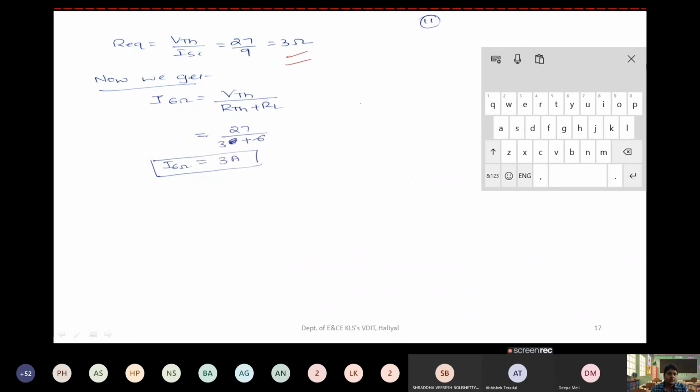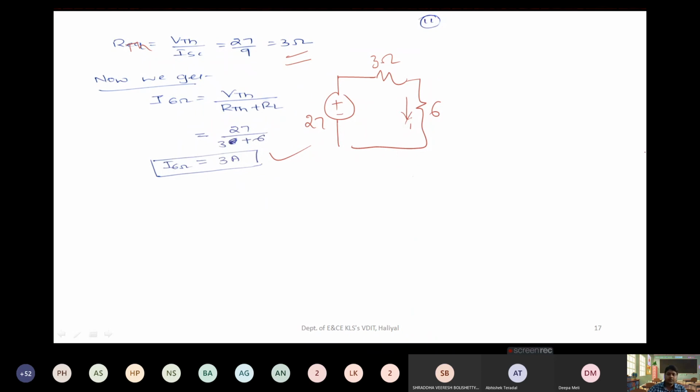So at the end, what we got is this VTH value and RTH. This is nothing but RTH. So the RTH value is 3 ohms and this is 6 ohms, and this voltage source is 27. So we want the current through this, I is equal to V by R, so that will be 3 amperes. Okay, is that clear to everyone now? Yes, sir.